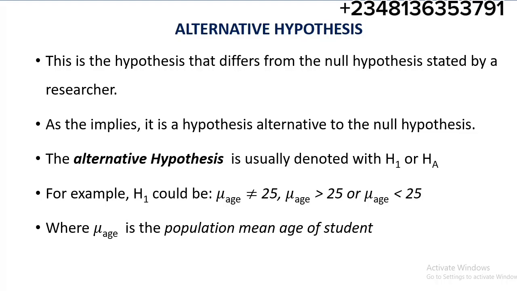What is the alternative hypothesis? An alternative hypothesis is the hypothesis that differs from the null hypothesis stated by a researcher. As this implies, it is a hypothesis alternative to the null hypothesis. The alternative hypothesis is usually denoted with H1 or HA. For example, H1 could be mu sub age is not equal to 25. That is, the population mean age of students is not equal to 25.